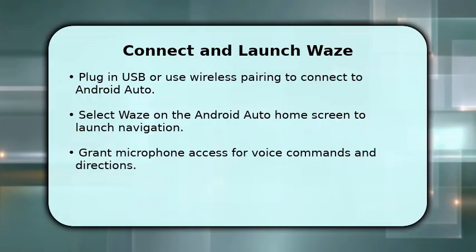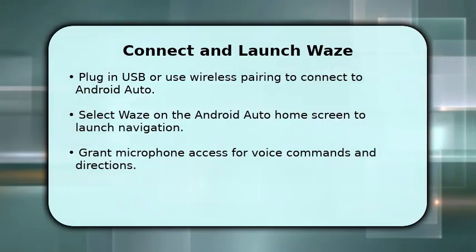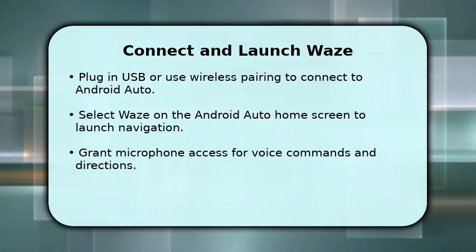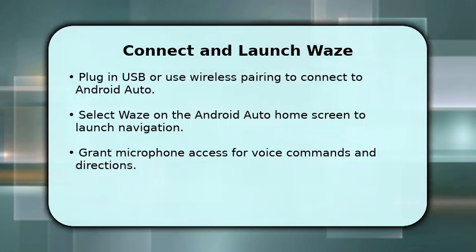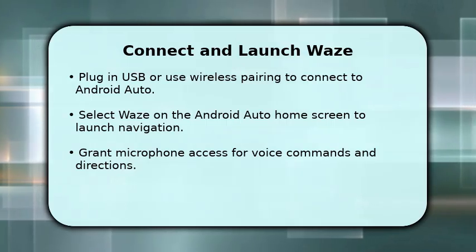Plug in the USB cable or complete wireless pairing to connect to Android Auto. Wait for the Android Auto home screen to appear on your car display. Select the Waze icon on that home screen to launch the app.